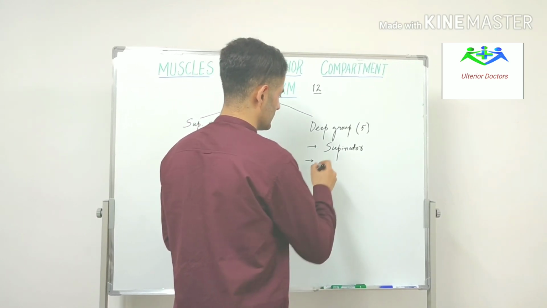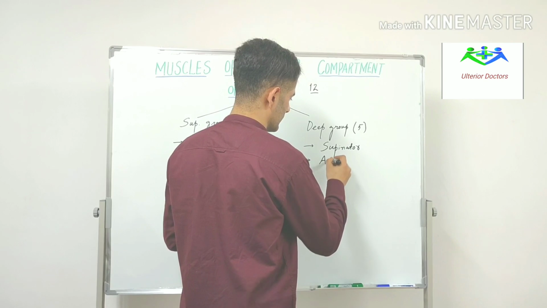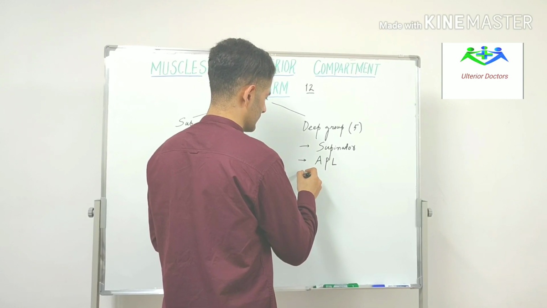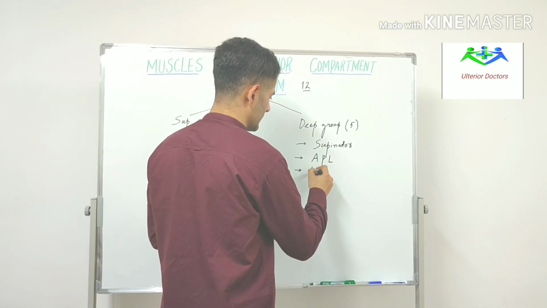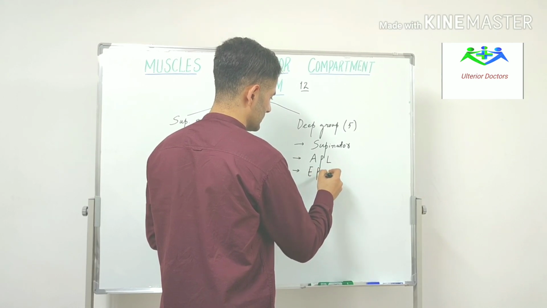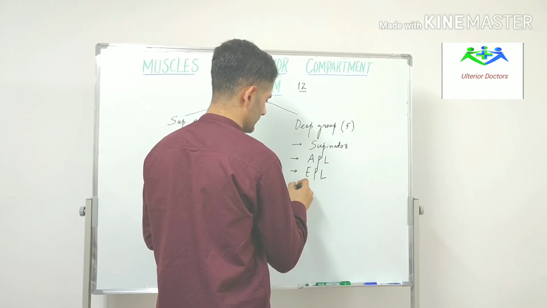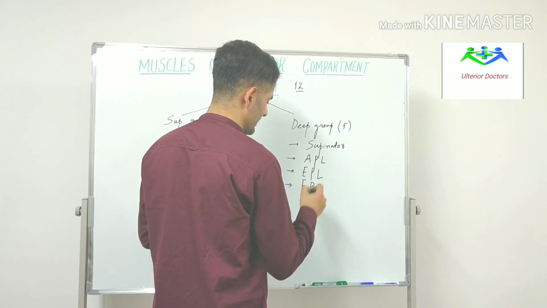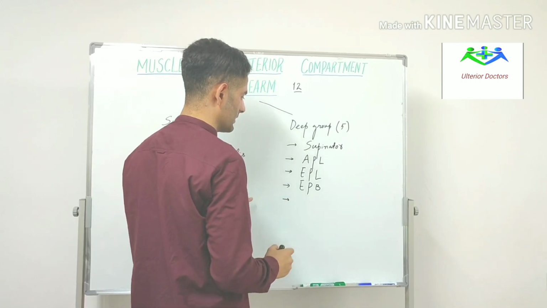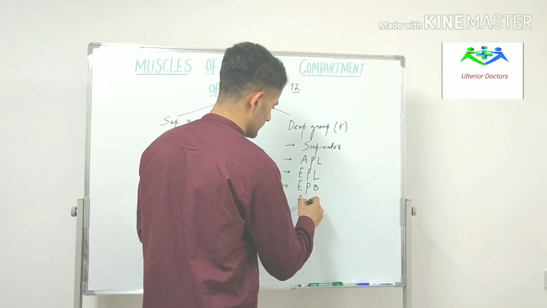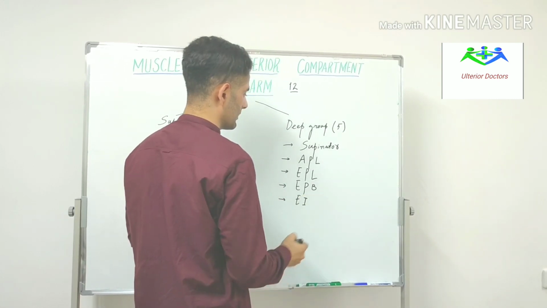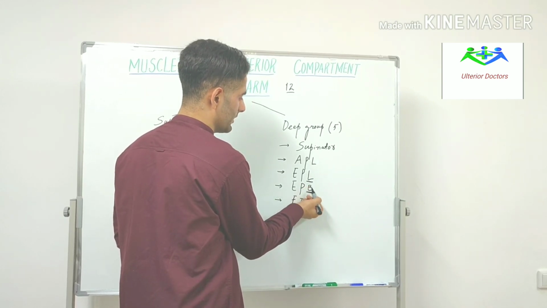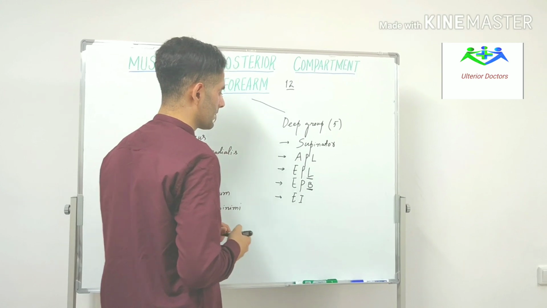And the second muscle is abductor pollicis longus. The third muscle is extensor pollicis longus. The fourth is extensor pollicis brevis. And the fifth muscle is extensor indicis. Brevis means small and longus means long. It means longus gives the long tendon and brevis gives the short tendon.